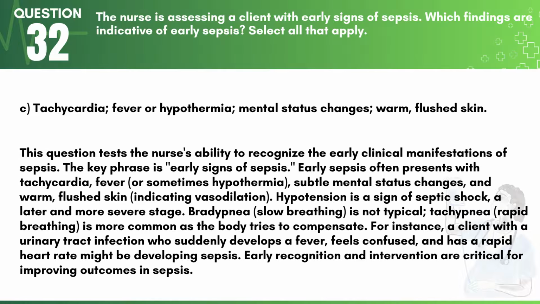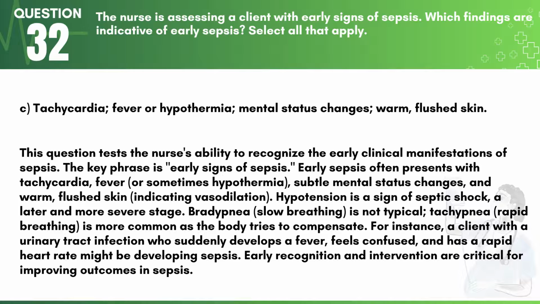Answer. Tachycardia, fever or hypothermia, mental status changes, warm, flushed skin. This question tests the nurse's ability to recognize the early clinical manifestations of sepsis. The key phrase is early signs of sepsis. Early sepsis often presents with tachycardia, fever, or sometimes hypothermia, subtle mental status changes, and warm, flushed skin, indicating vasodilation.